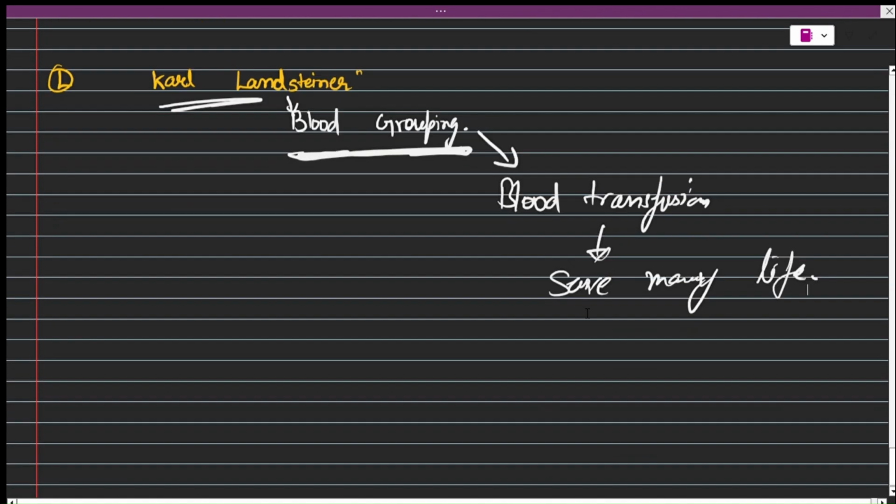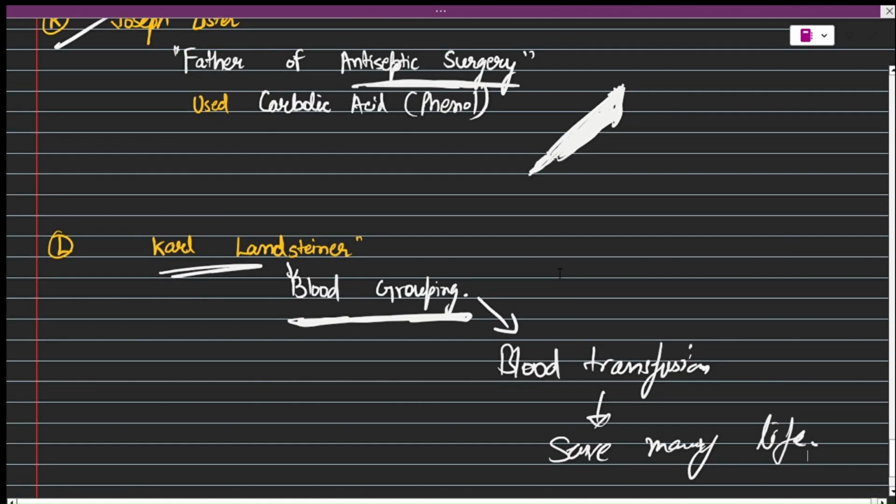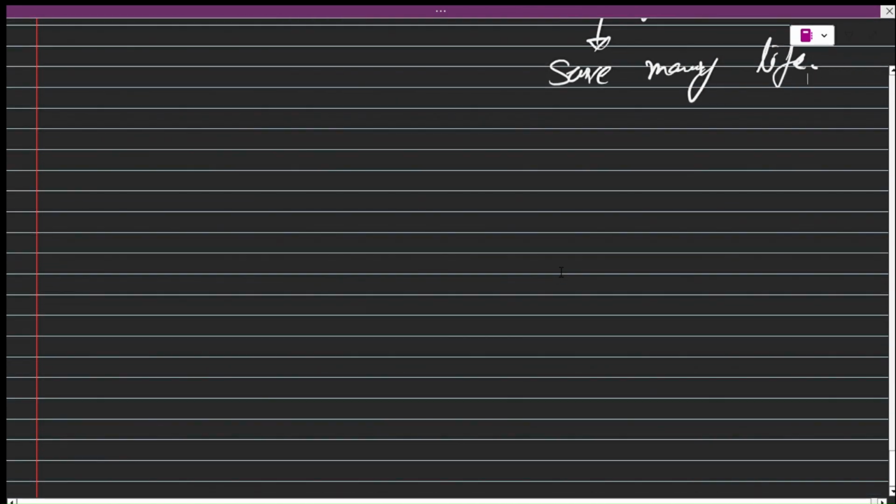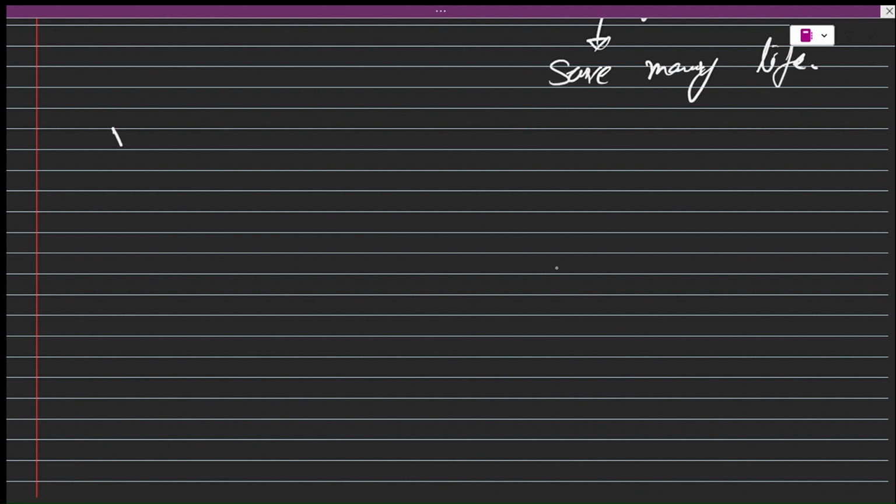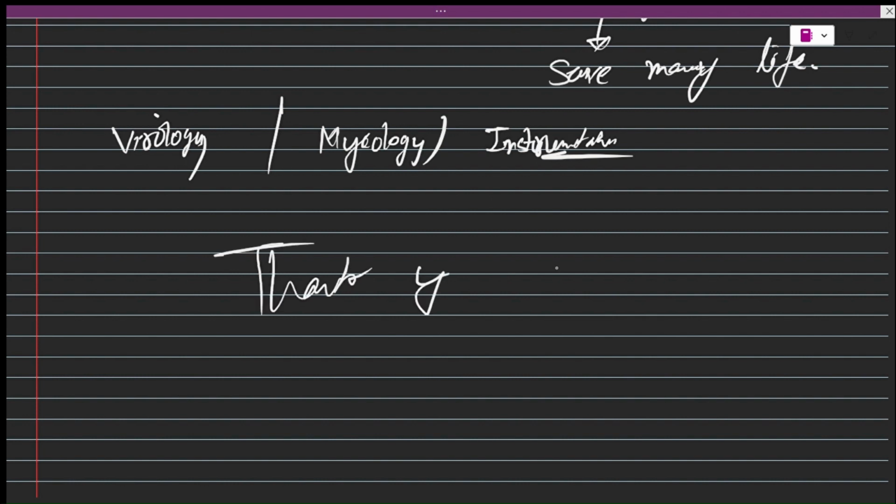There are some scientists who worked in the field of microbiology. There are many other scientists which I have not named. Some are from the field of virology, some from the field of mycology, various creators of instrumentation. They are all very important, but basically these were some major historically important scientists who worked in the field of microorganisms. That's it for this class. Thank you very much and see you soon.